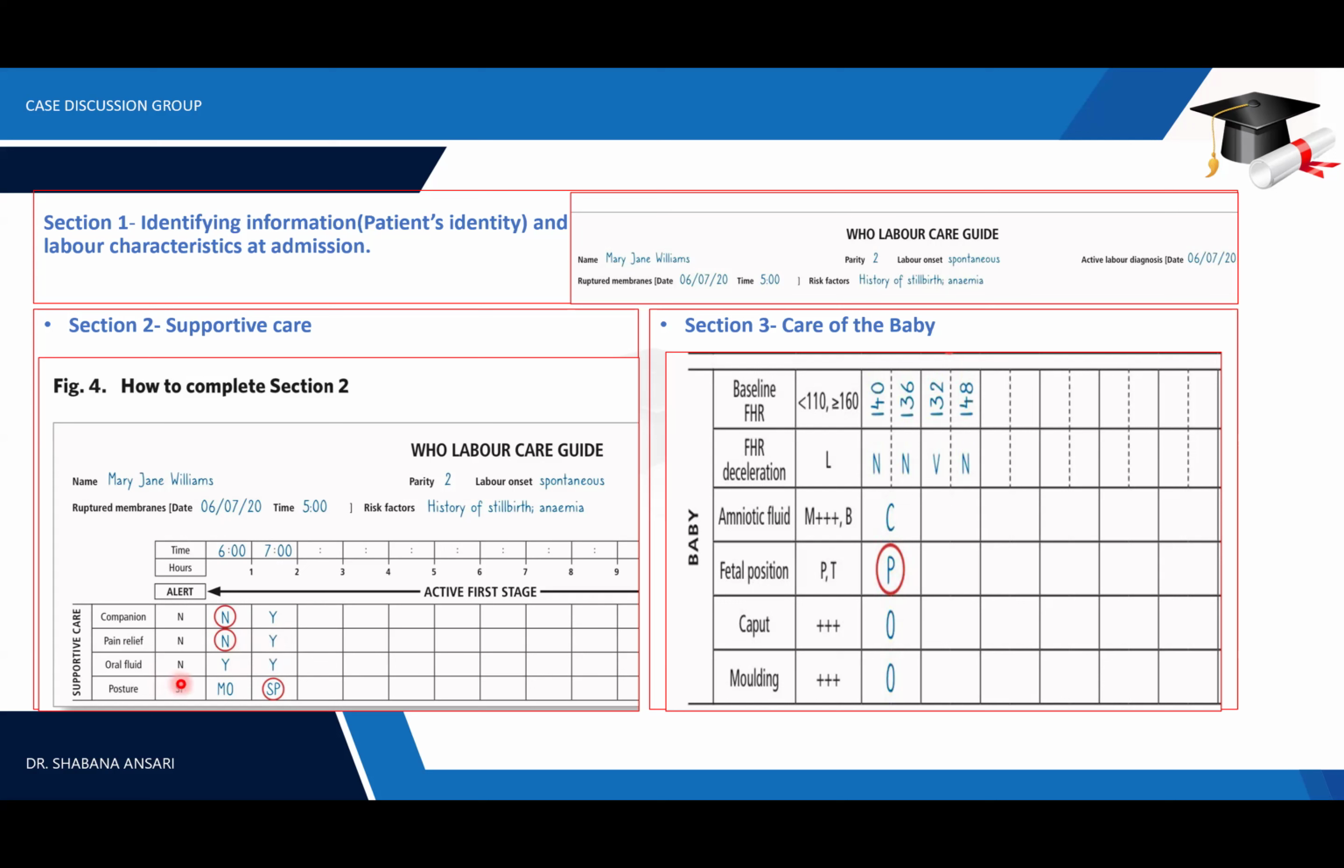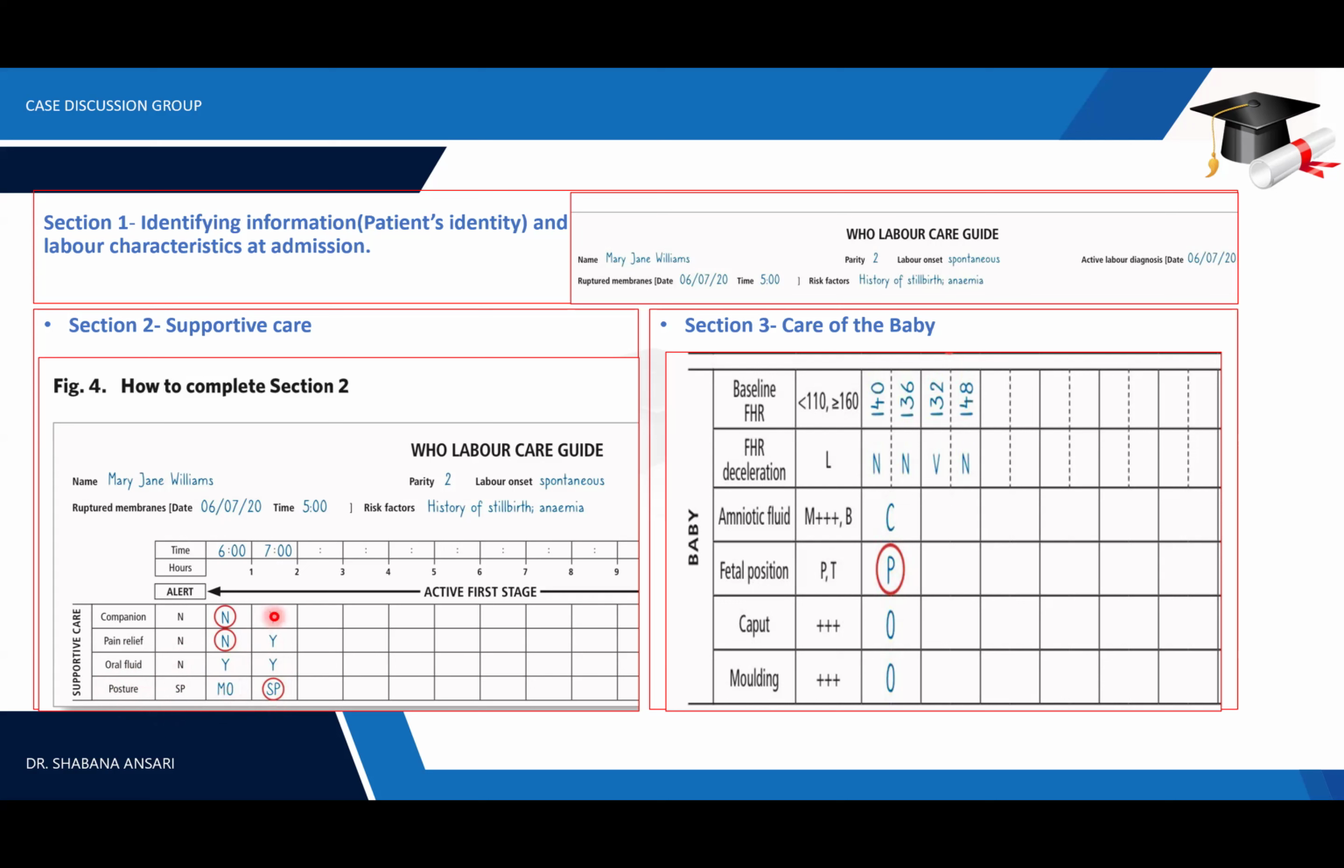Oral fluid, if no oral fluid, again, we have to mention N. If she is taking sips of water, okay, that's fine. We will mention Y, and it is not an alert. Posture is very important. If the patient is supine, then it is an alert because it can cause postural hypotension. And we will encourage the patient to be mobile.